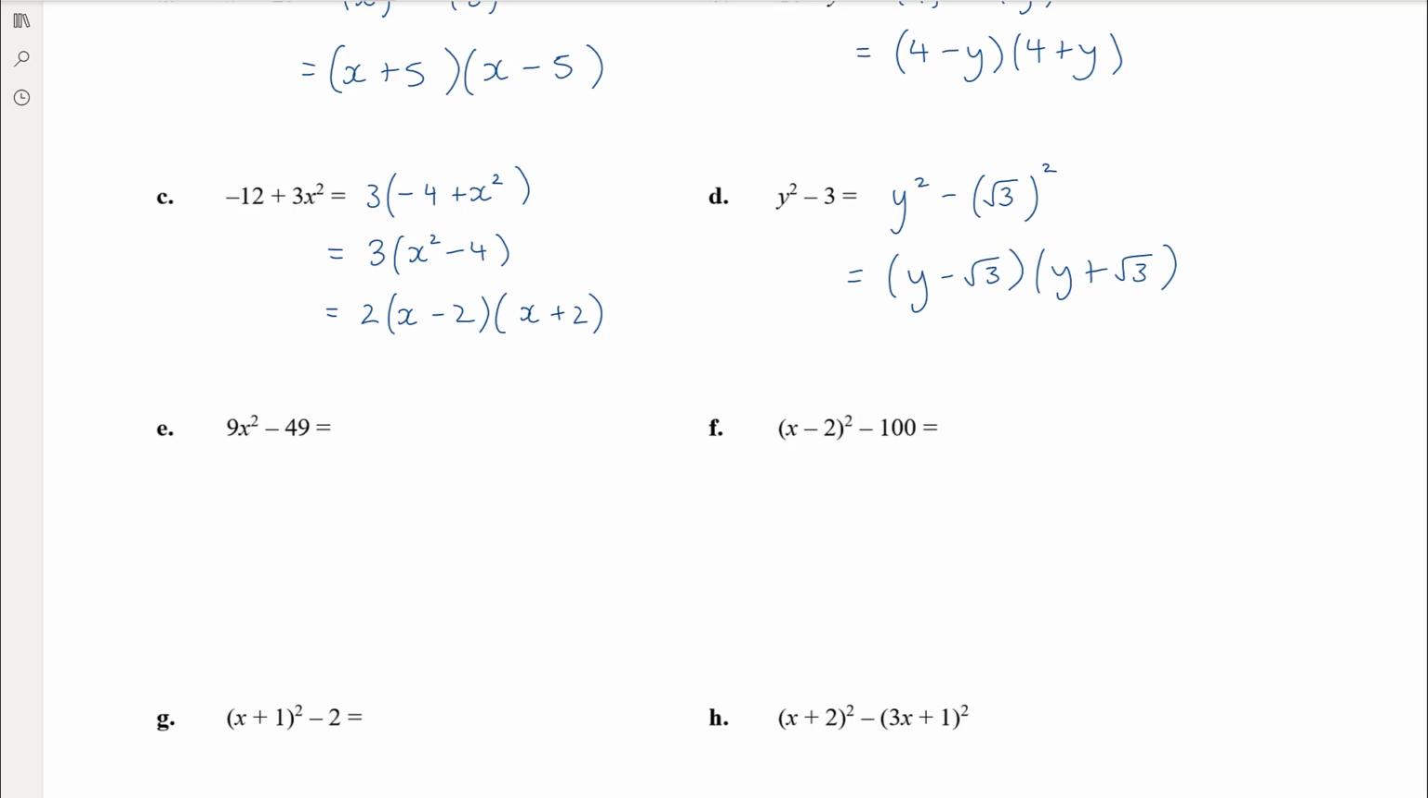But technically speaking, if you have to go into the realm of surds or irrational numbers in order to do the factorisation, we would say that actually y squared minus 3 doesn't actually factorise any further. It's possible to write it this way, but you wouldn't need to. We would be happy enough to say that y squared minus 3 is fully factorised as it is. It can't be simplified any further.